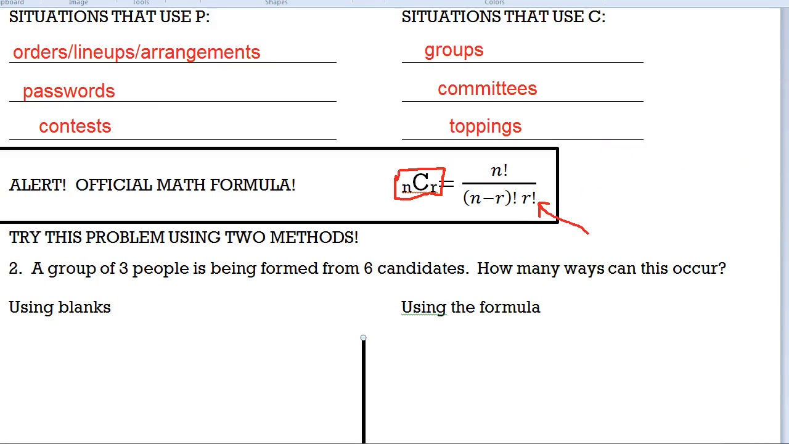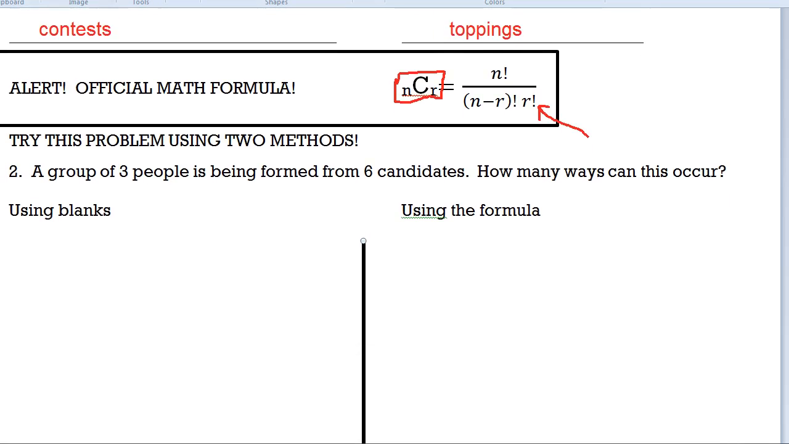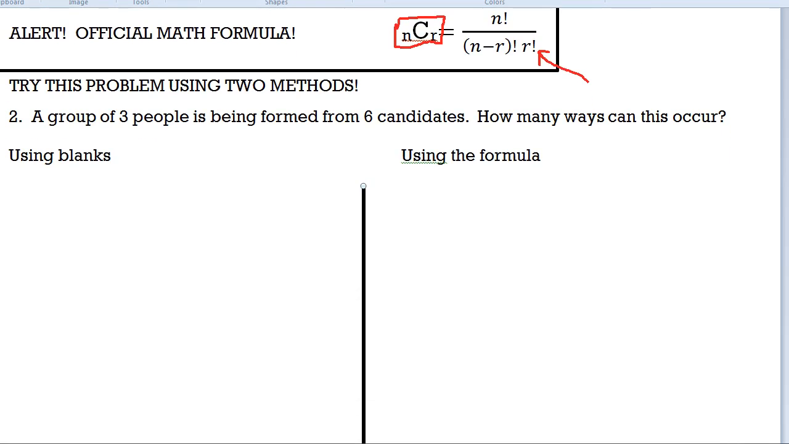So the formula is the same as the other formula, just with an extra little division step. All right, so we're going to try this problem using 2 different methods. First, we're going to try it using blanks, which is what we actually did with permutations, but we're going to mix it up just a little bit. And then we will try this once using the formula.